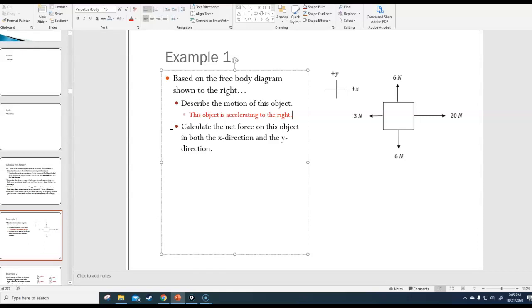Okay, so this is the best I can do. This object is accelerating to the right. That's it. Now, how does the net force calculation look? This is a very basic calculation, but I want you to see what this looks like.